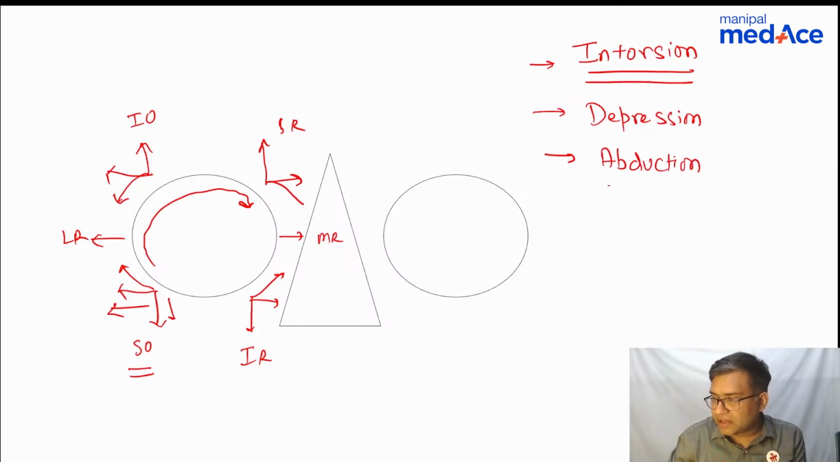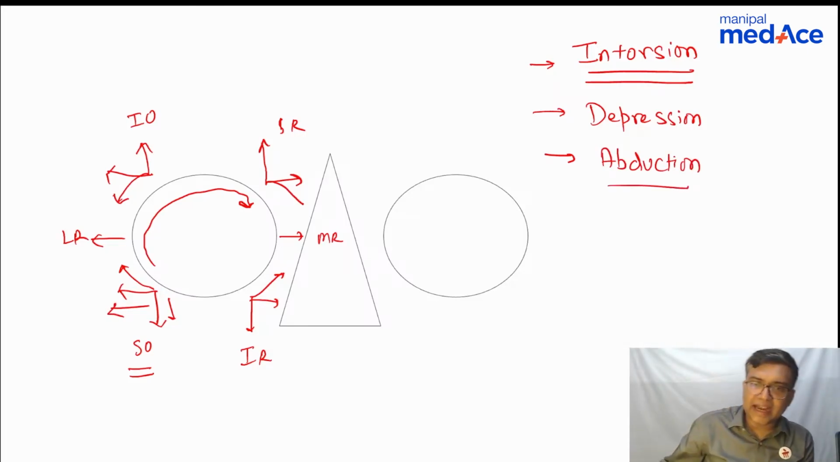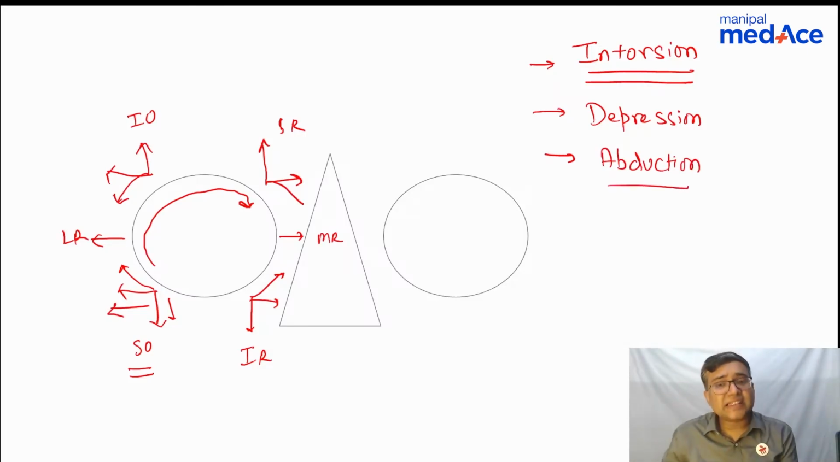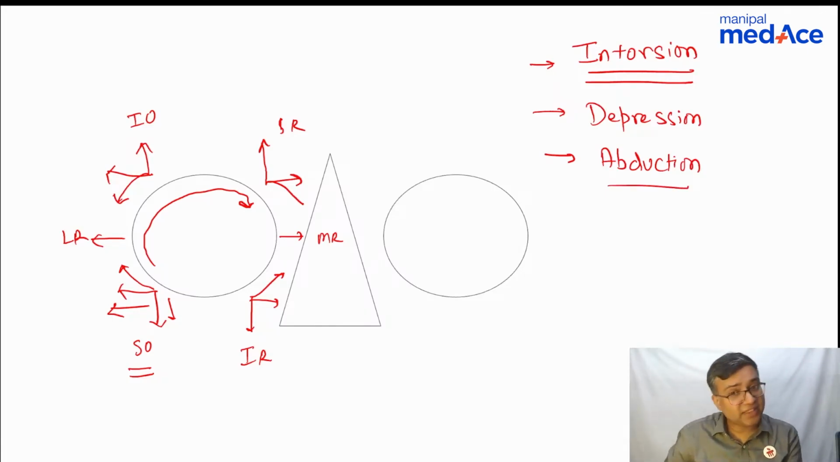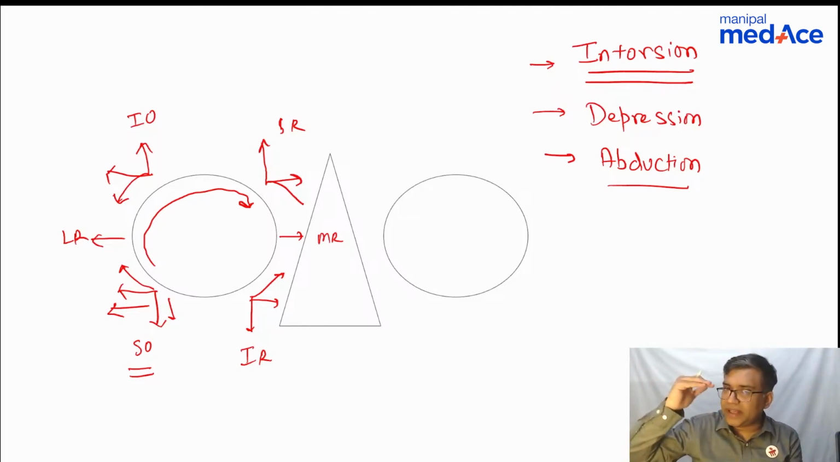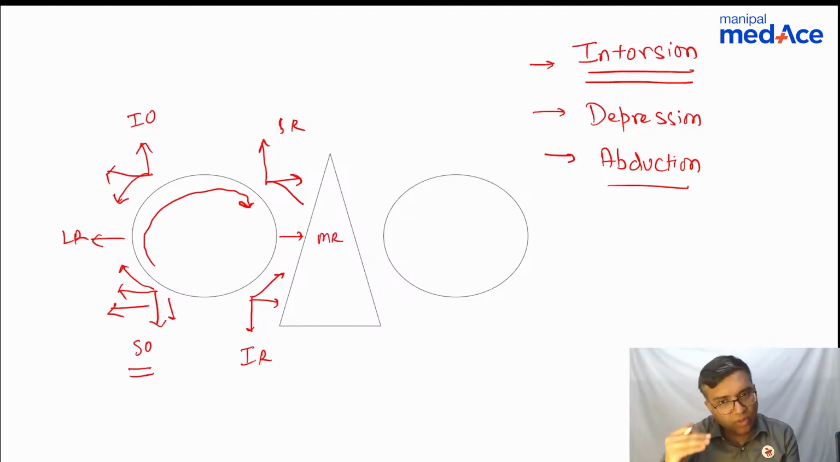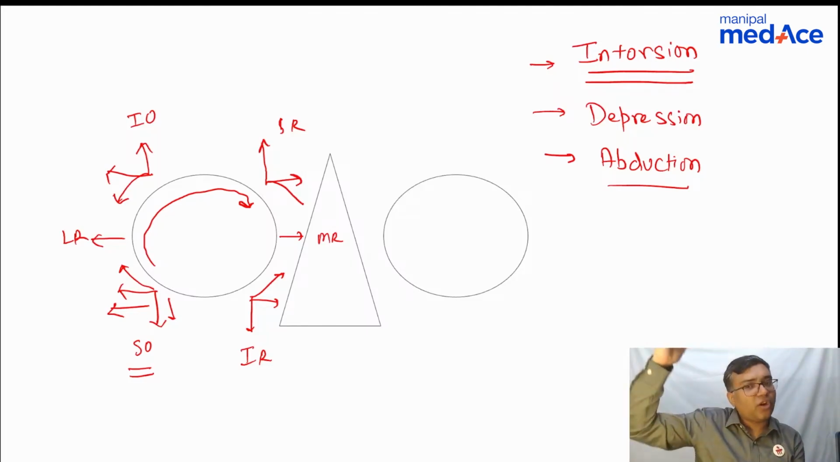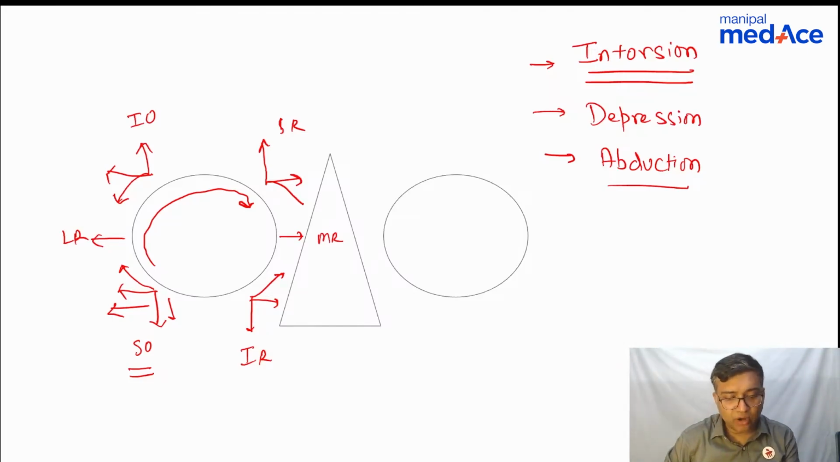Remember, our superior oblique and inferior oblique are the primary rotators of the eyeball. Superior oblique is the intortor and inferior oblique is the extortor. Superior oblique causes the eyeball to go down, and inferior oblique causes the eyeball to go up. So these are the functions of the various extraocular muscles.